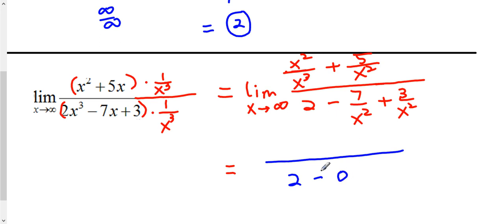In the numerator, x squared over x cubed, think of it as 1 over x. As x goes to infinity, that is 0. 5 over x squared is another 0. So 0 over a number, the final answer is 0.